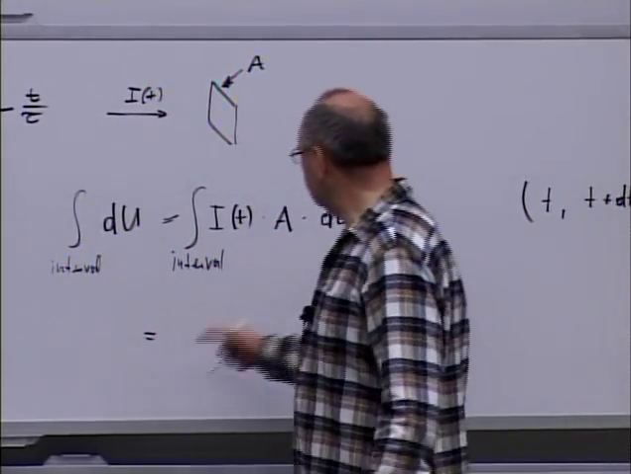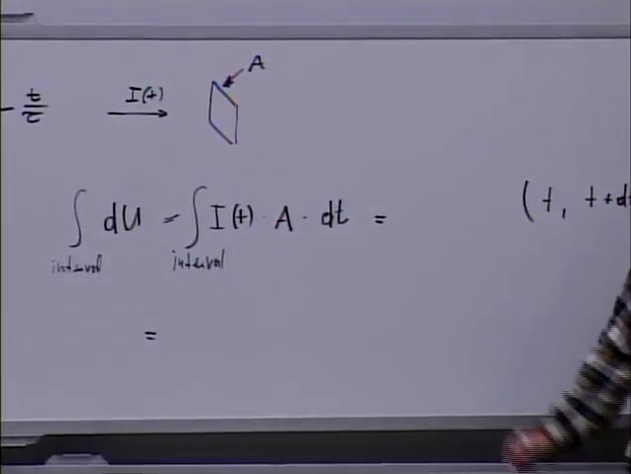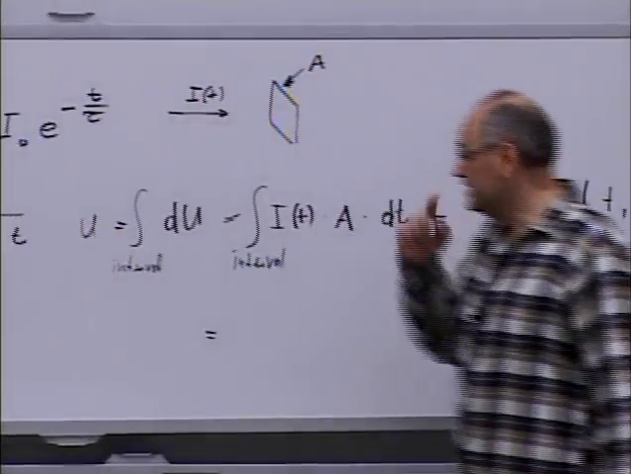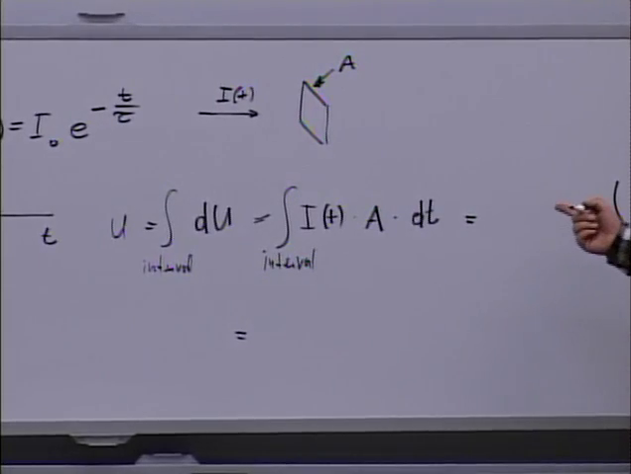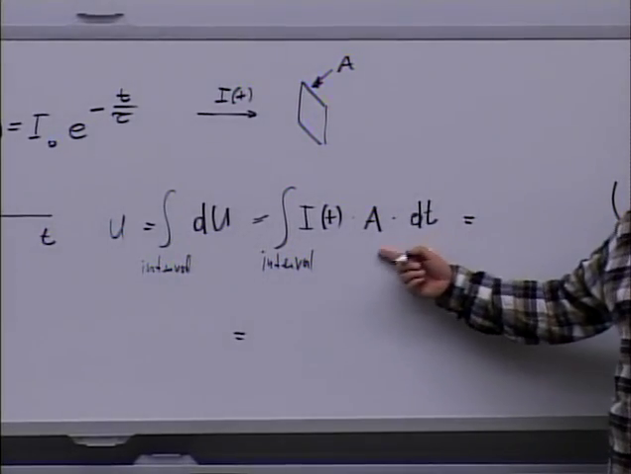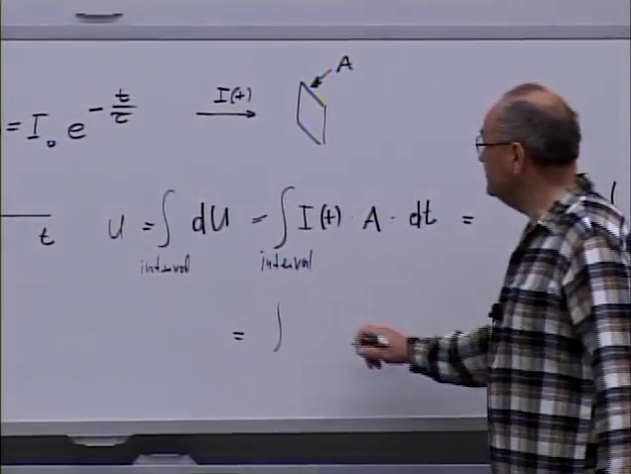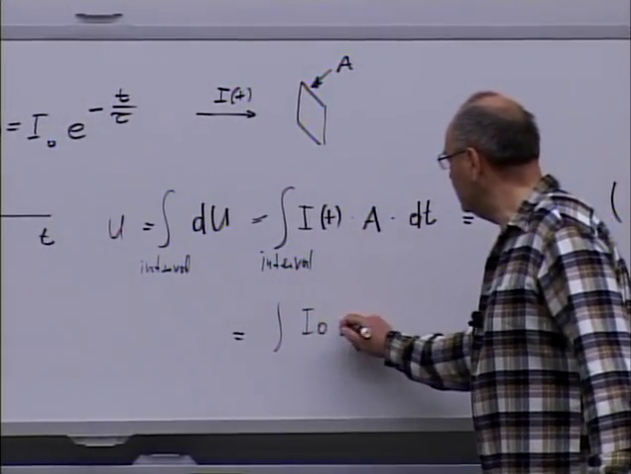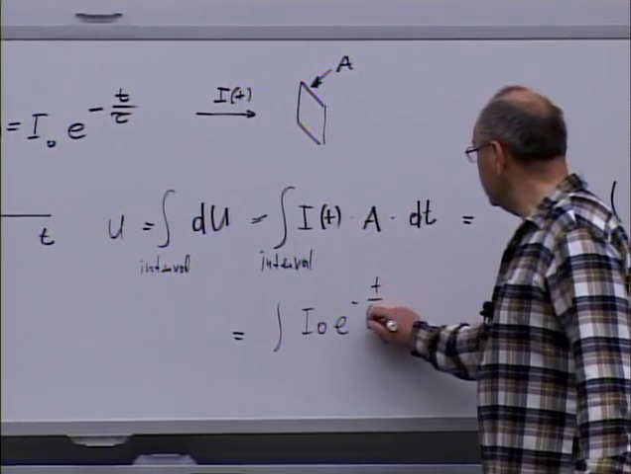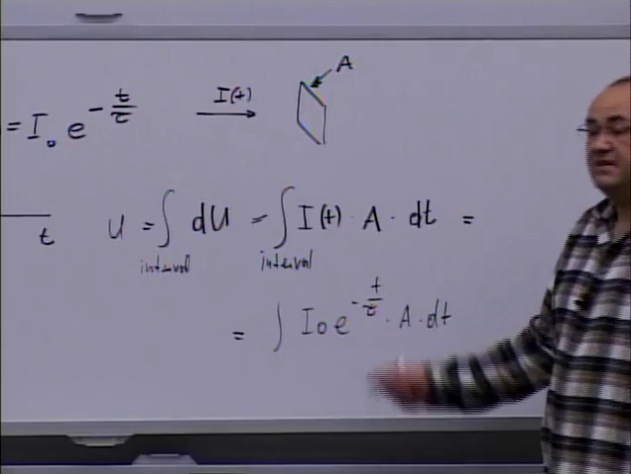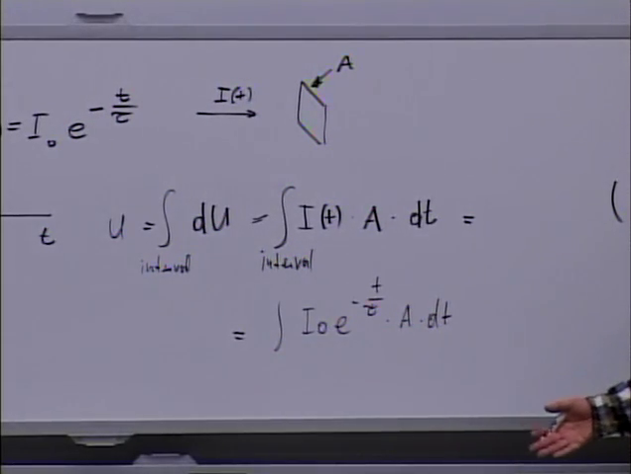All right, now let's see. This will give me the total energy falling on that surface. So what would be the reasonable variable for integration? Well, let's explicitly write down this function. So this is I0 e to the negative t over tau times A times dt. What would be the reasonable variable for integration?